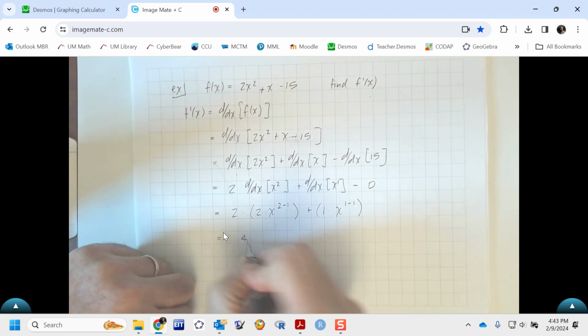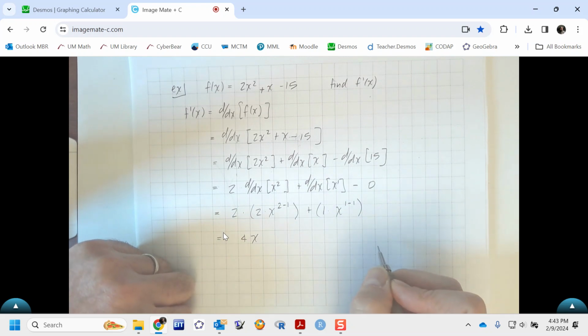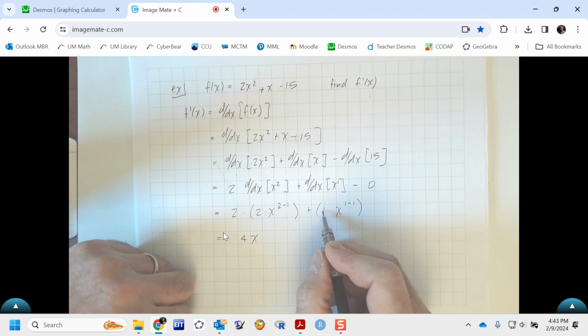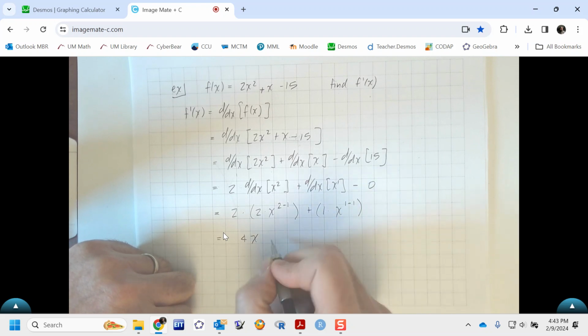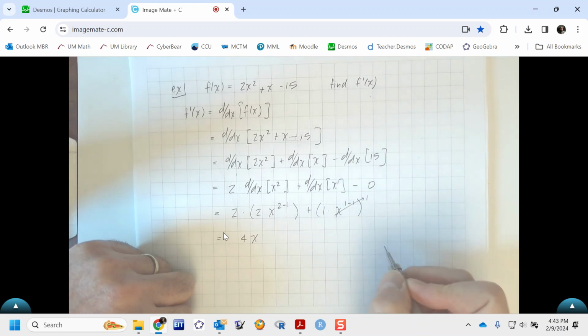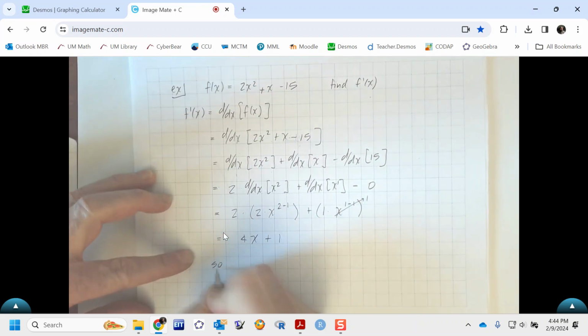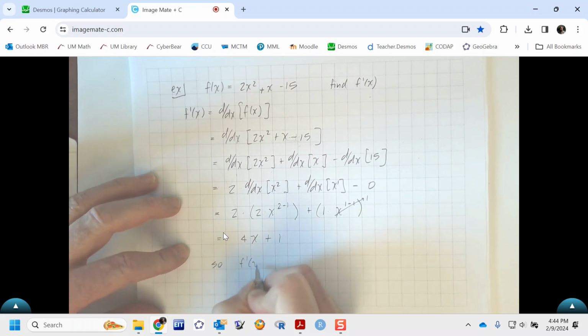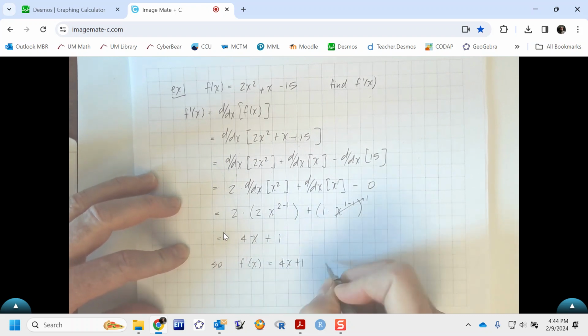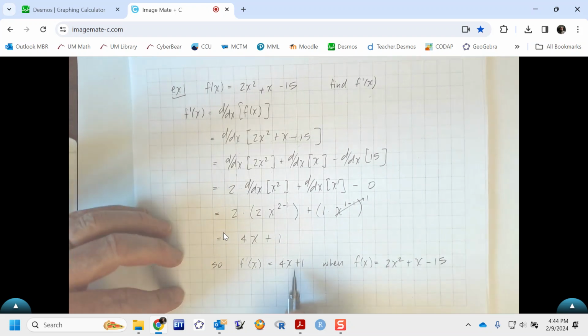We get 2 times 2, that's 4. X to the 2 minus 1, that's just x to the first, so 4x. And then here I get a 1 out in front, right? X to the 0, and anything to the 0 is just 1 itself, so I could think of that as just a 1. So we get 4x plus 1 as our solution to f prime of x. So f prime of x is equal to 4x plus 1 when f of x is equal to 2x squared plus x minus 15.